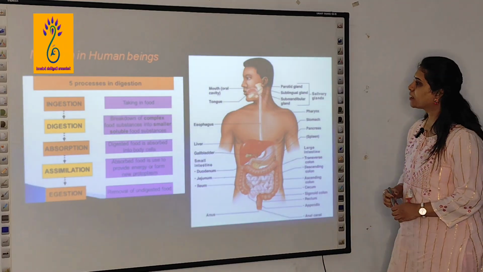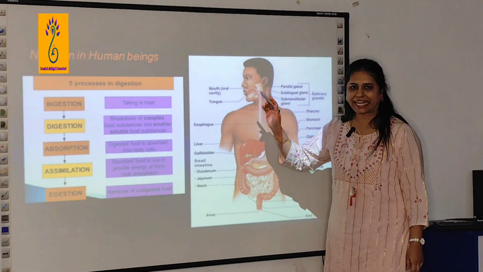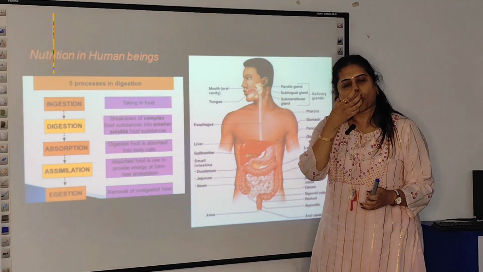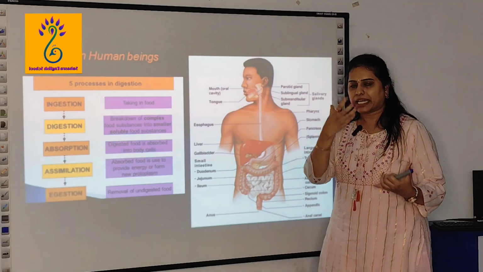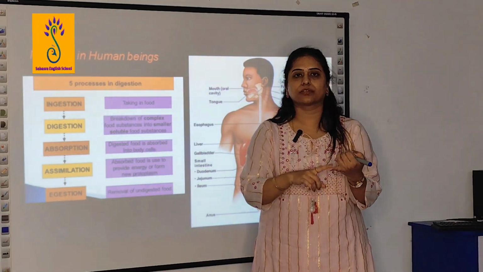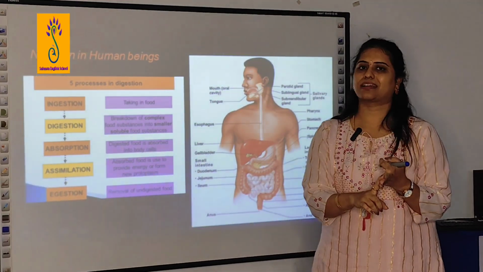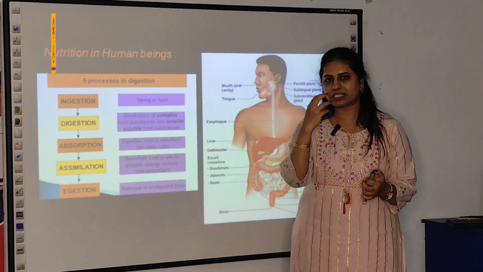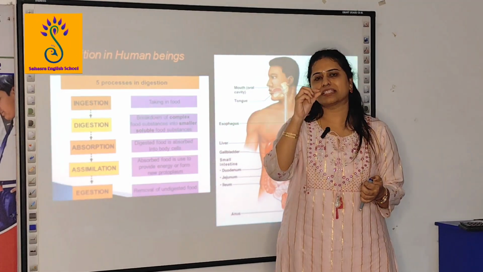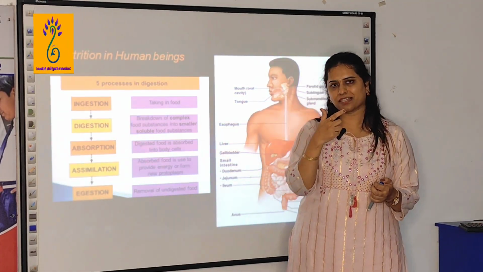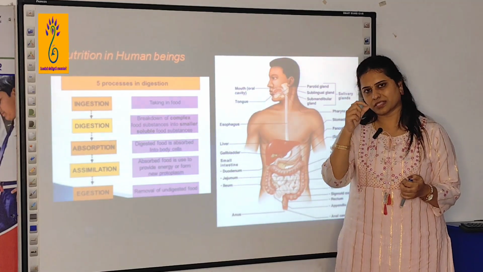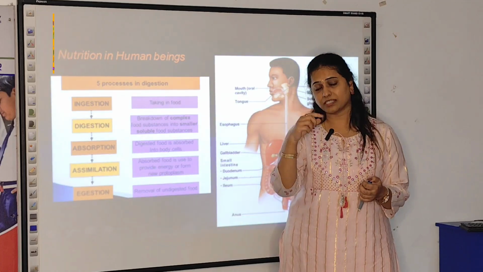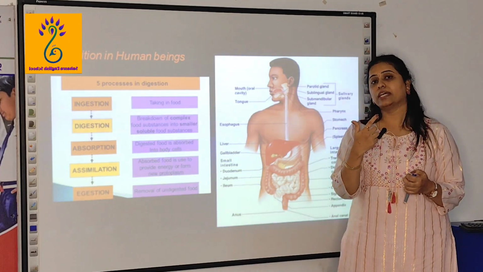Okay. First process is ingestion, intake of food. Intake of food is through the mouth, that is called the oral cavity or buccal cavity. Inside the mouth, what do you have? You have the tongue, teeth, and salivary glands, isn't it? Teeth are used to break down the complex food, whatever we take, into simpler pieces. First the incisors cut it into small pieces. The tongue is used to mix up this food well.